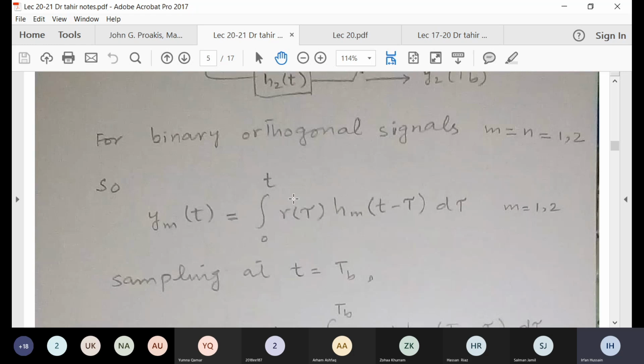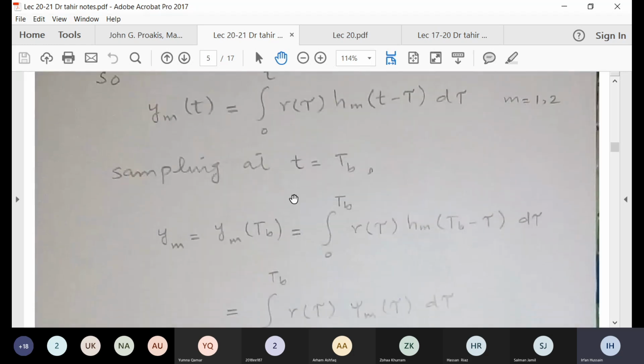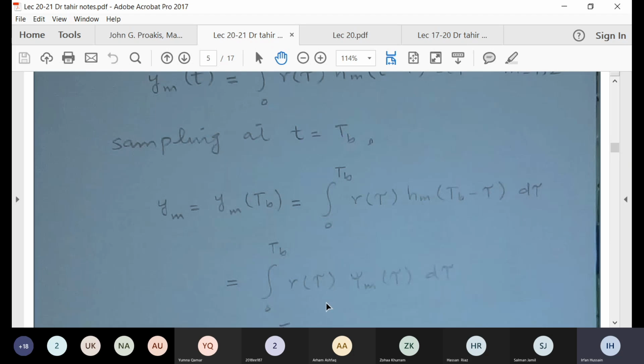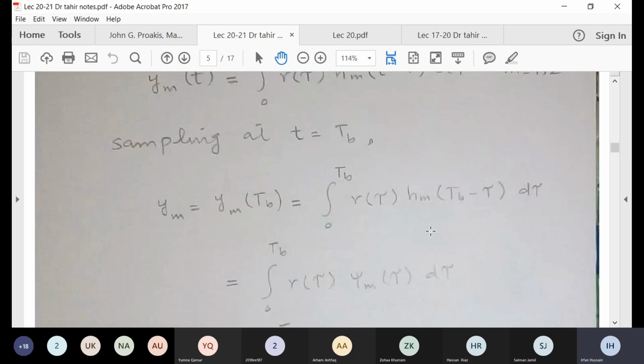So output will be as follows. And when you sample at tb, this tb basically cancels, and it comes out to be so you can see that y will be equal to just the multiplication, and we've already seen that this comes out to be psi m of tau, psi of tau, and because this is hm, which could be 1 or 2, this could be psi 1 or 2.